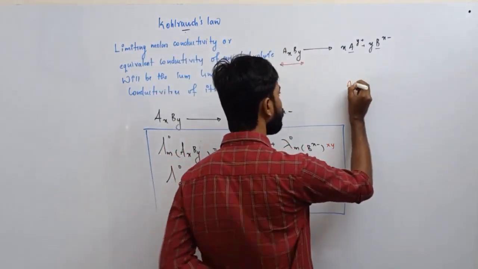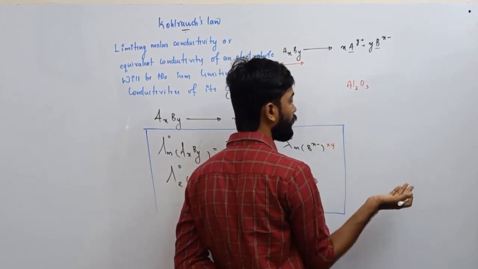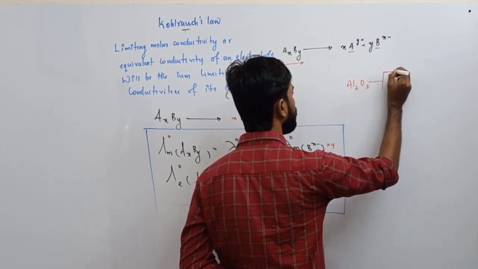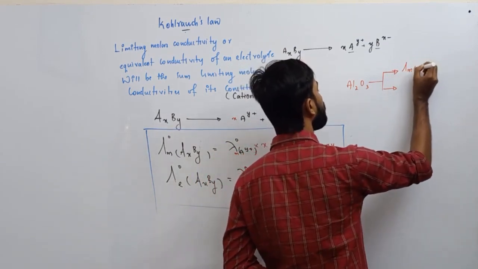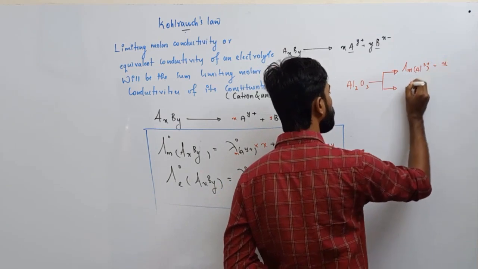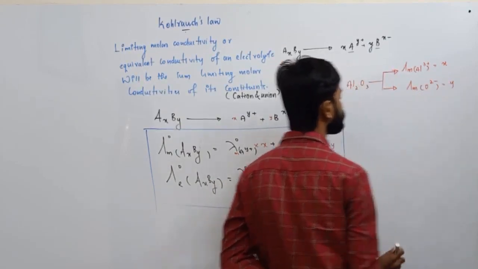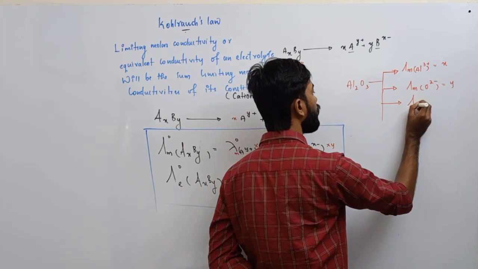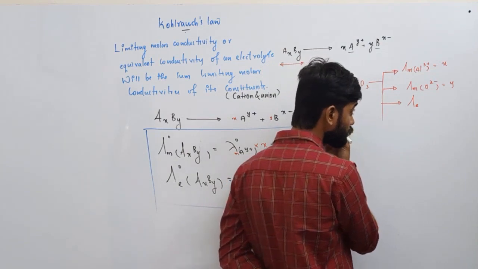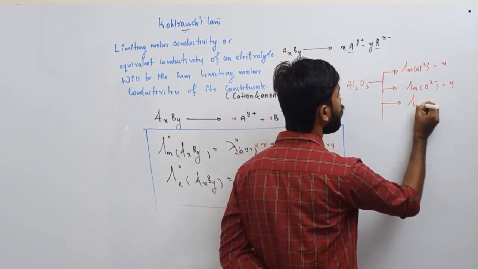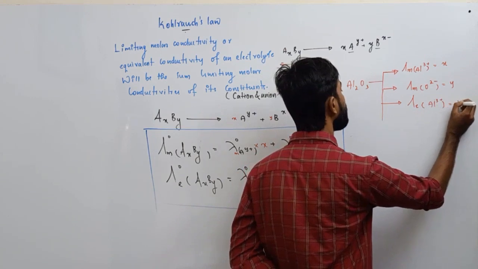If I have the electrolyte Al2O3, ready, and its lambda m, listen, lambda m of Al3+ is given in the question as X. Lambda m of O2- is given in the question as Y. Moreover, lambda E of Al3+ is given as P.